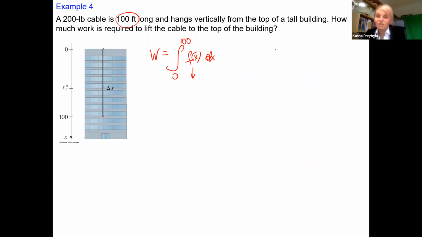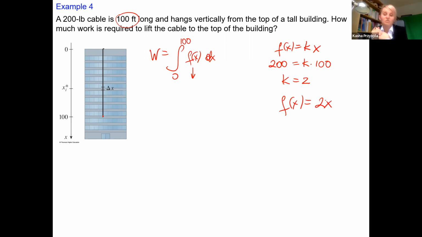We can use the same thing. I can say kx, because we will have this coefficient of that weight. We have 200, that's the force or the weight, and 100 is the whole distance, the length. That means k is 2, so my function is just 2x. We just need 2 pounds per foot. Make sense?